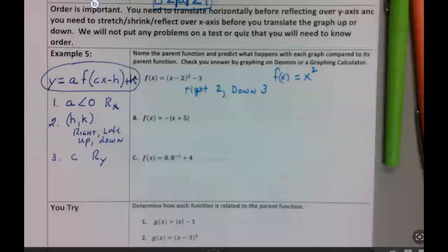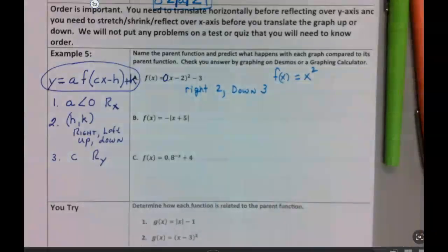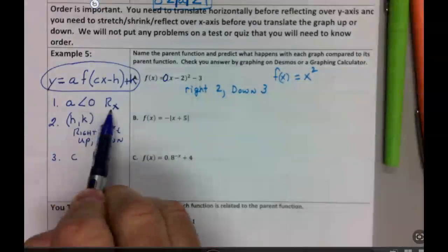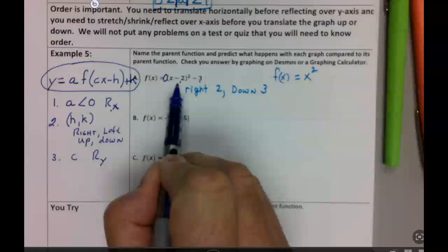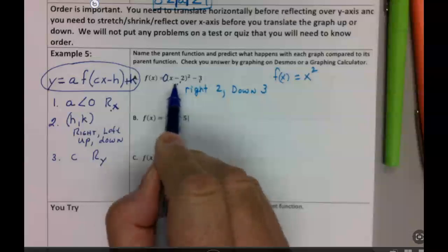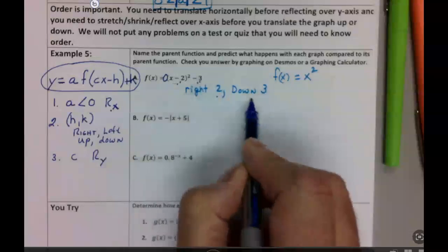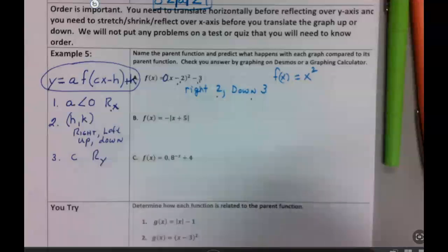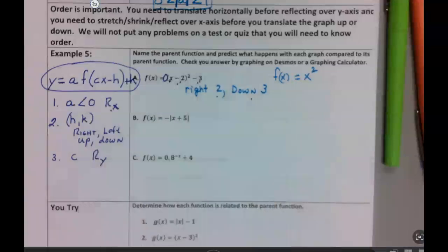So this first one, is there anything in front other than 1? No. So there's no reflecting across the x-axis. Okay? Then we do H and K. Well, there's H and there's K. So what are we doing to the H? We're going right 2, right? Remember, it's an imposter inside the parentheses. Right 2, and then what's the negative 3 do? Down 3. So that's your transformations right there. Is there anything in front of the X besides a 1? No, so there's no reflecting across the Y. Okay? Does that make sense?